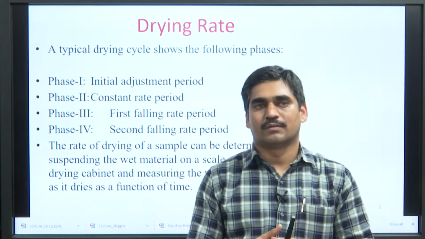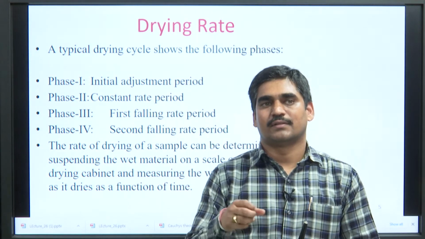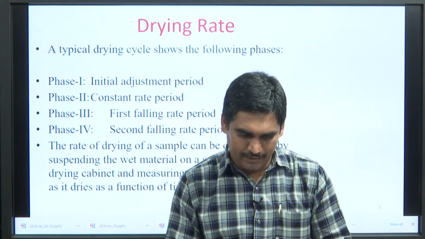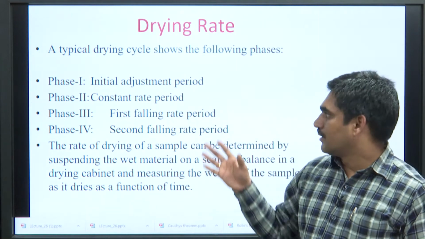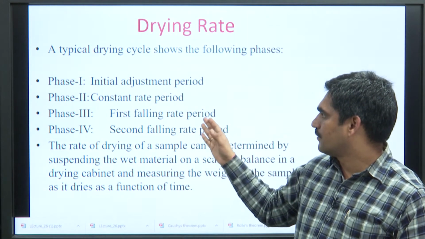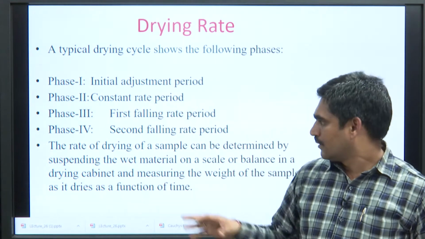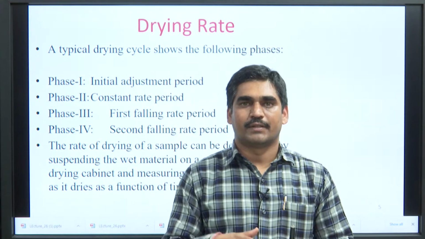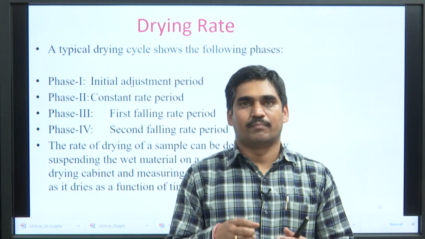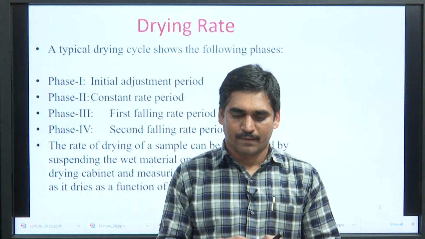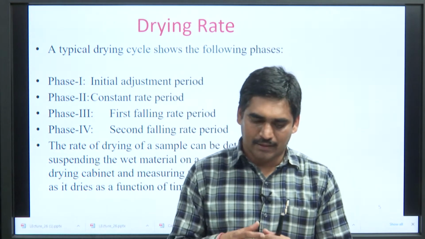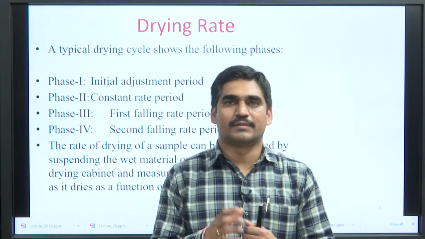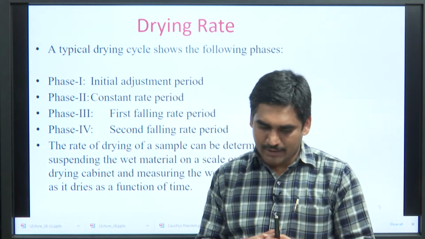A question may come: what are the different phases of a drying rate curve, explain those phases with a neat and labelled diagram. So, there are 4 phases: initial adjustment, constant rate, first falling rate, second falling rate. The rate of drying of a sample can be determined by suspending the wet material on a scale or balance in a drying cabinet and measuring the weight of the sample as it dries as a function of time.